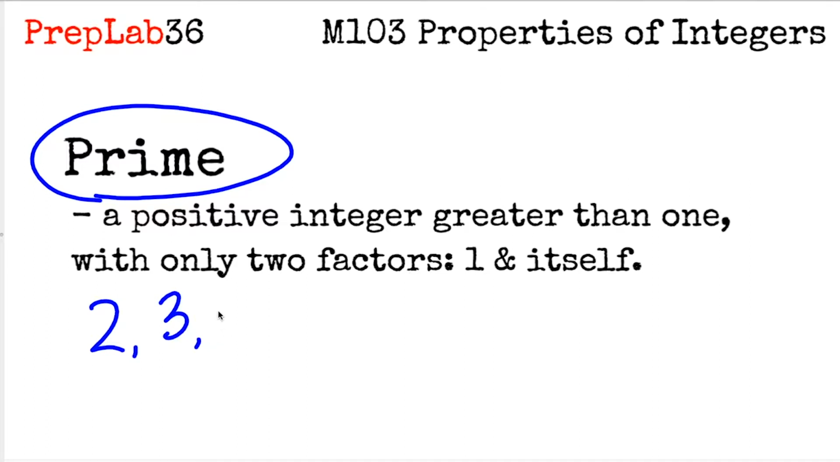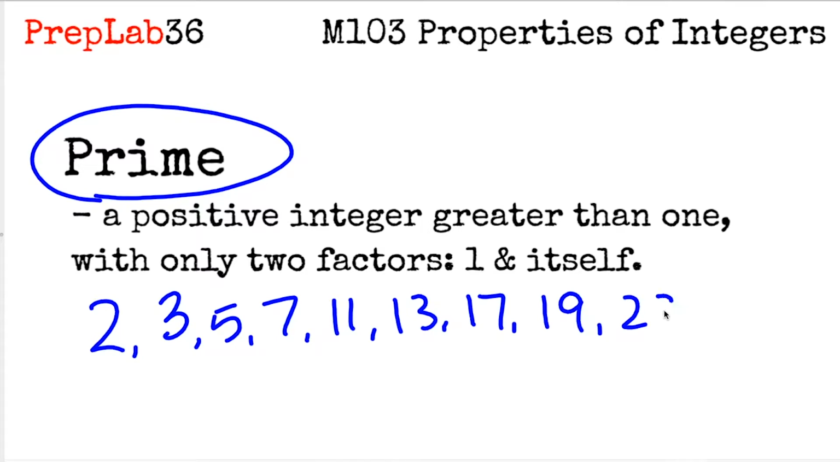3, 5, 7, 11, 13, 17, 19, 23, and 27. Those are the first 10 prime numbers. Memorize them. If you want a super high score, memorize the prime numbers that are less than 100.